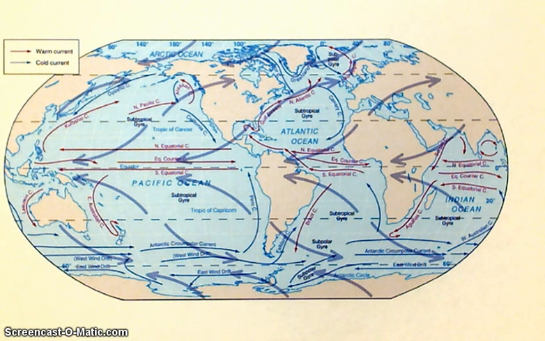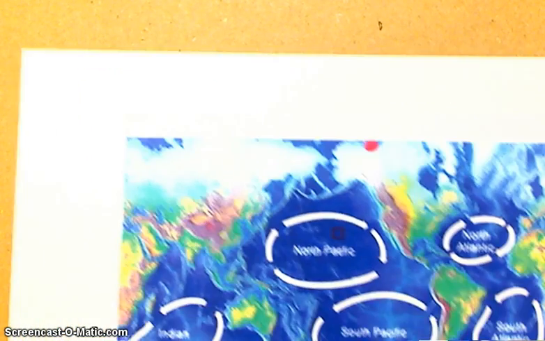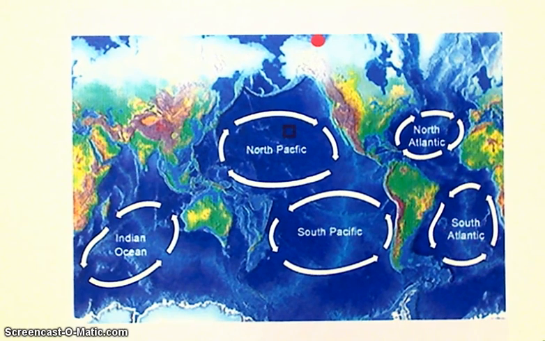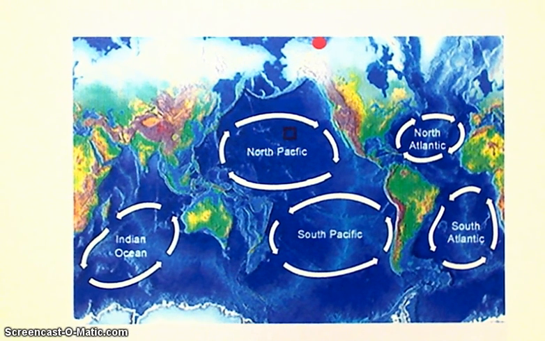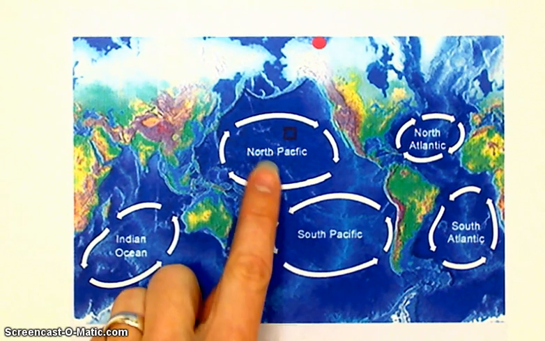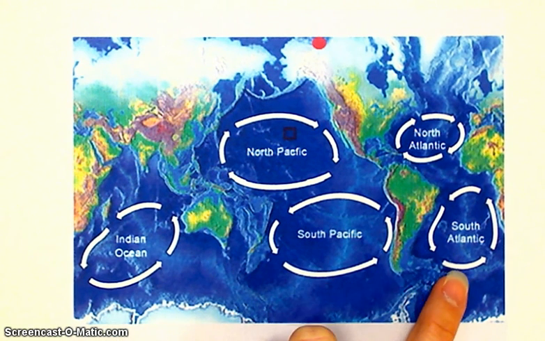Okay, we want to talk about gyres, large circulations of ocean water that occur. First, you have a black and white copy of a world map, not the greatest copy, showing you the major circulations that occur throughout the world.